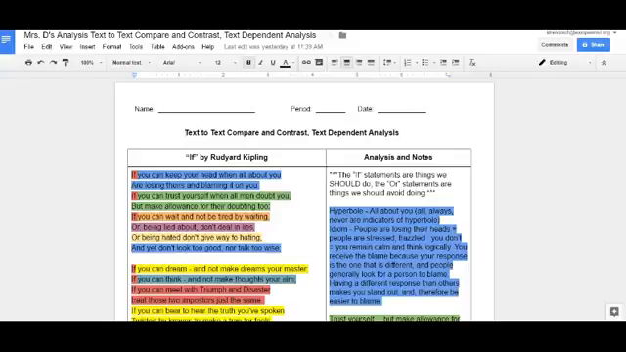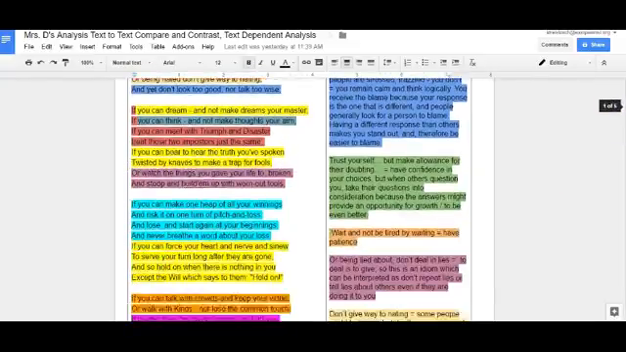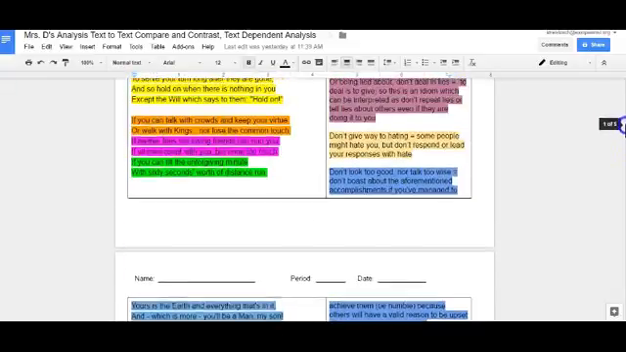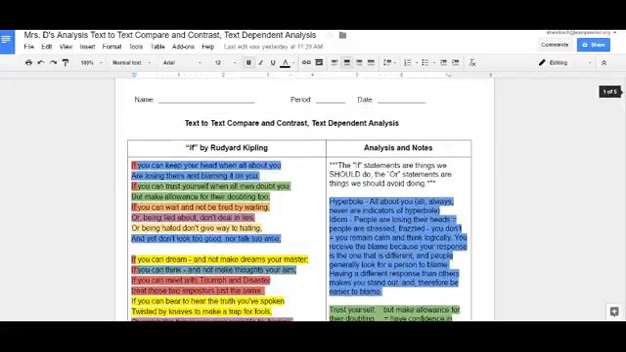For periods 1, 2, and 6, you are supposed to finish your analysis, your explication, of Rudyard Kipling's If. And so once you've got that done, you can take a look.